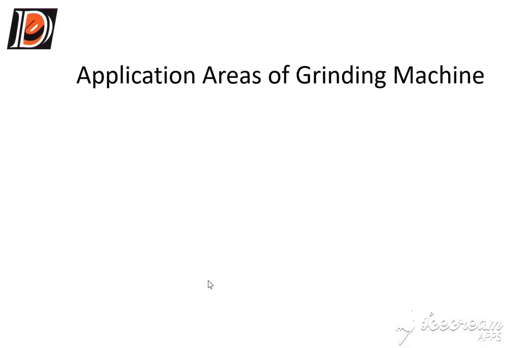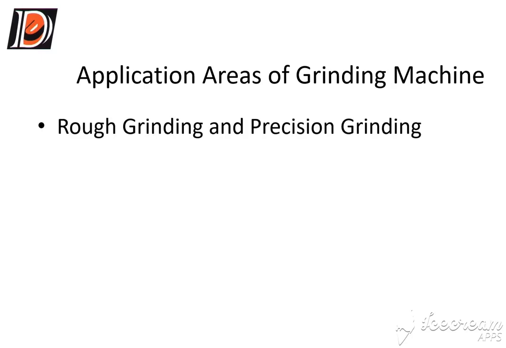Now let us look at the application area of the grinding machine. Based on the amount of material to be removed, rough grinding and precision grinding are the two basic categories in which grinding machines are used. In rough grinding, we are removing a very small amount of material, but that amount of material is unknown.